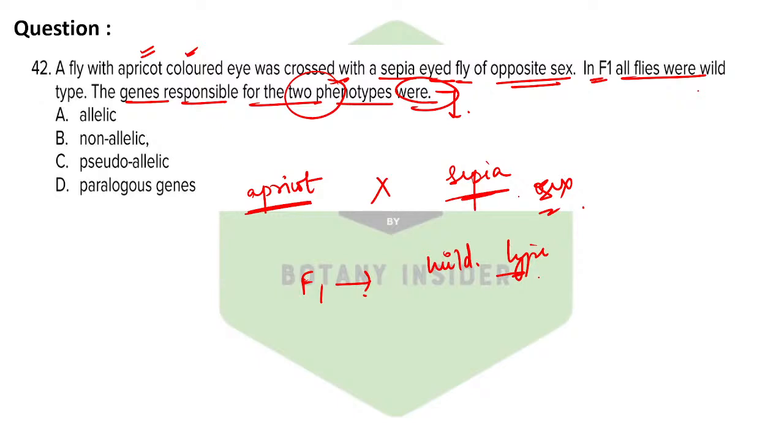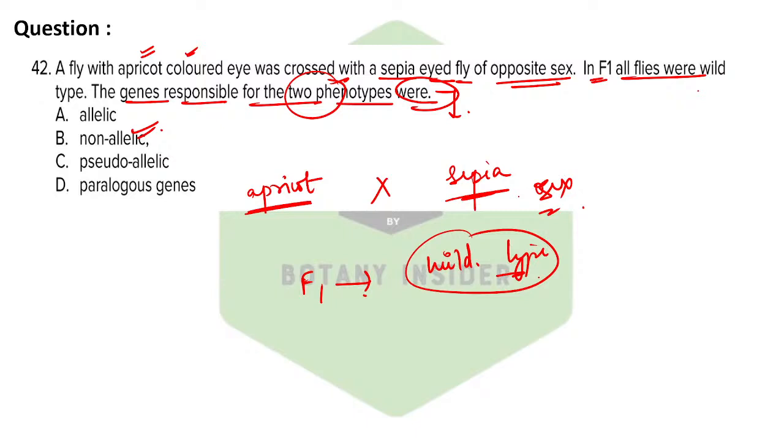Very good. Others also mark the answer. The two genes responsible for this particular phenotype are which of the following? Allelic, non-allelic, pseudo-allelic, and paralogous. The answer for this question will be that they were non-allelic, and because they were non-allelic, there was normal segregation, and because of the segregation you were able to see the wild type. That's why the answer will be option B, non-allelic, and not option A.